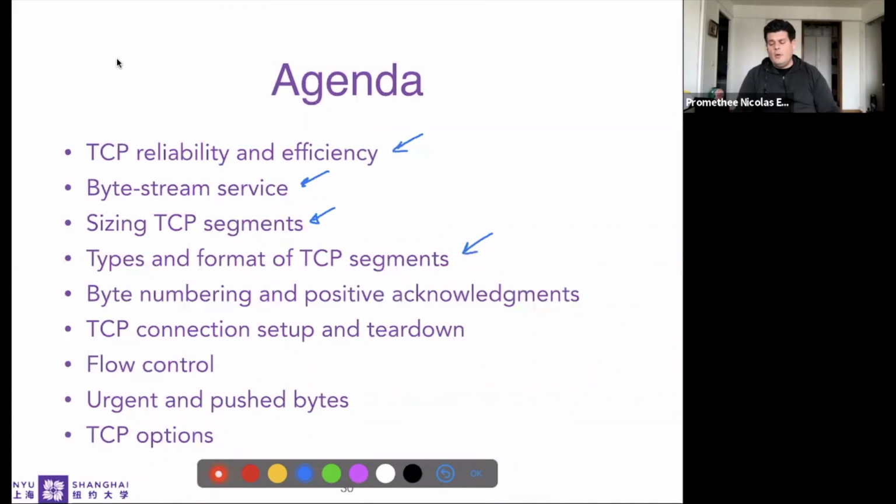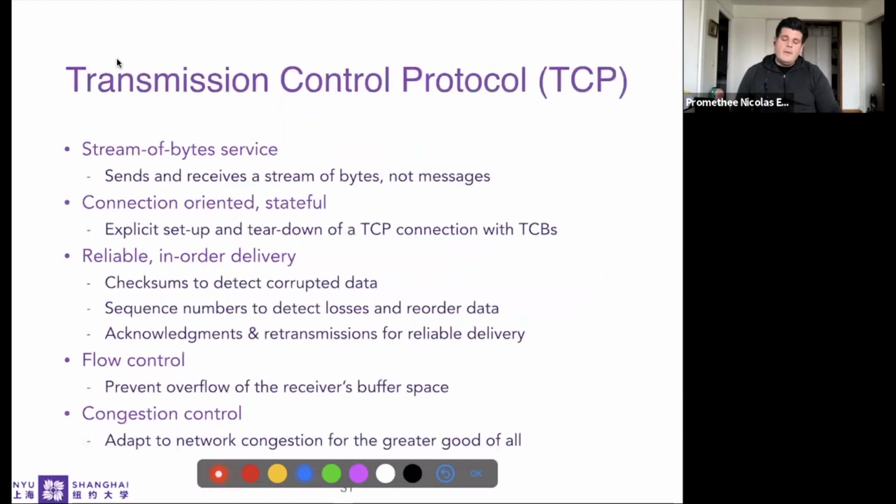In order to be reliable, in the header we put sequence numbers, and we use acknowledgements. We have a TCP connection, so we need to see how to set it up and how to tear it down. We have flow control to prevent the receiver from receiving too many bytes that it cannot keep up with. We have urgent and push bytes as well, plus options. So you see, there's a bunch of stuff that we need to study.